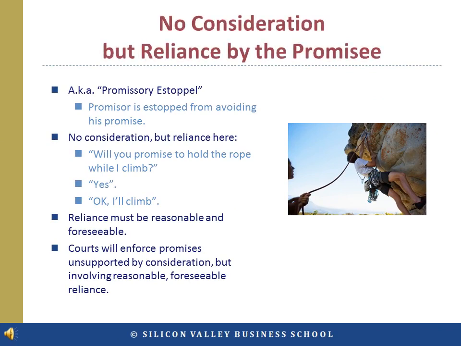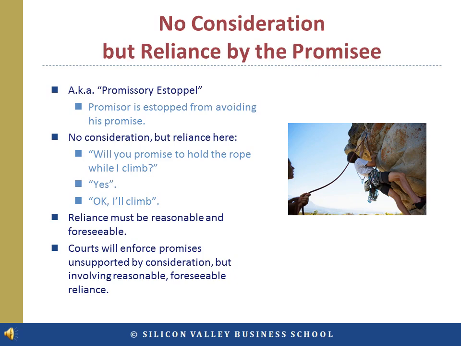Courts will enforce promises unsupported by consideration, but involving reasonable, foreseeable reliance. If the climber asks the rope holder to promise to hold the rope, and the rope holder agrees, there's no consideration, as the climber is offering nothing in return under these facts. The promise to hold the rope is unenforceable in court, as it's unsupported by consideration.